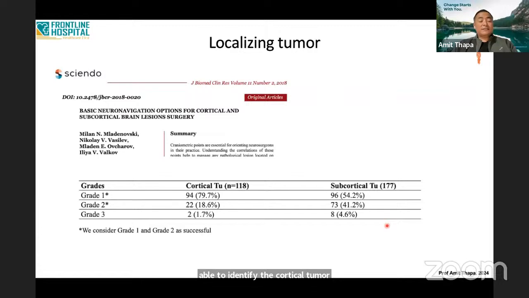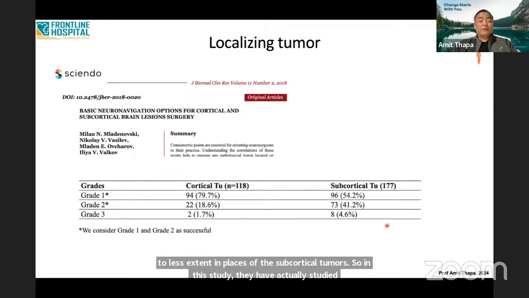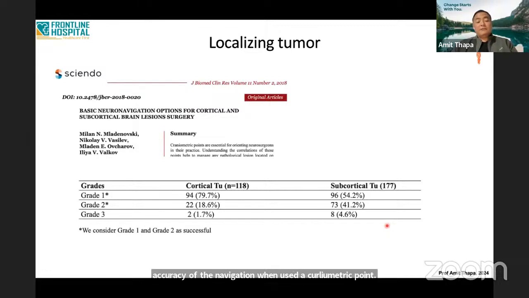In this study, they actually studied the accuracy of navigation when we use the craniometric points, and they found the chances of getting the tumor or the pathology for cortical lesions. Grade 3 are those patients where the lesion had been outside the craniotomy site. So you can see the failure rate, or the chances of not getting the lesion inside your craniotomy, is far lesser when we are using these types of localization techniques based on the craniometric points.